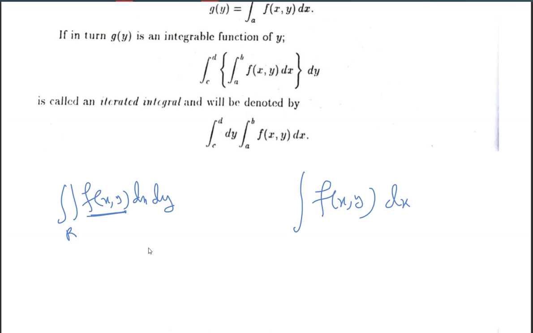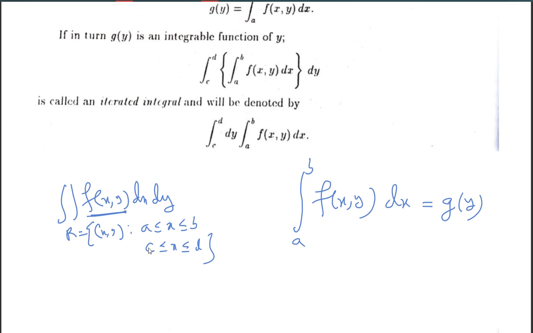Suppose the region R is {(x, y): a ≤ x ≤ b, c ≤ y ≤ d}. In that case, if we integrate from a to b f(x, y) dx, so we are integrating with respect to x, this function will be what? A function of y only? Yes or no? Sir, I couldn't understand the limits.